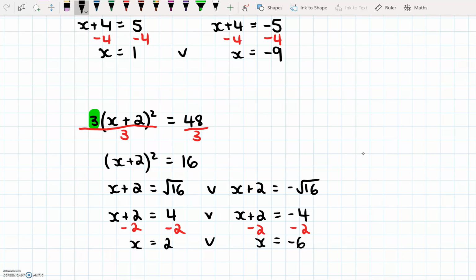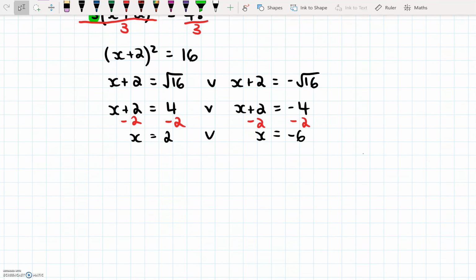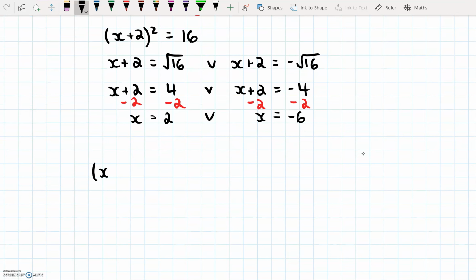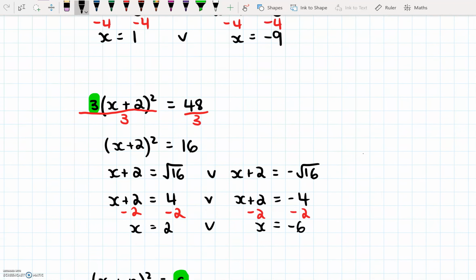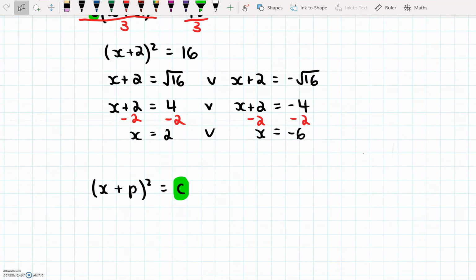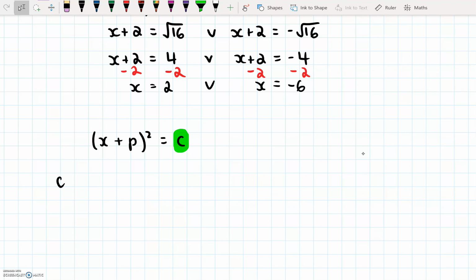Alright, now this is the first step, but just some general rules that we have for this. So we said that we were looking at equations in the form of x plus p squared is equal to c. Now the important thing here is this c term. You guys could see in most of our examples here, or all of the ones we've done so far, that we've gotten 2 answers. And that's because our c is positive. So if c is greater than 0, that means positive, then we get 2 solutions.